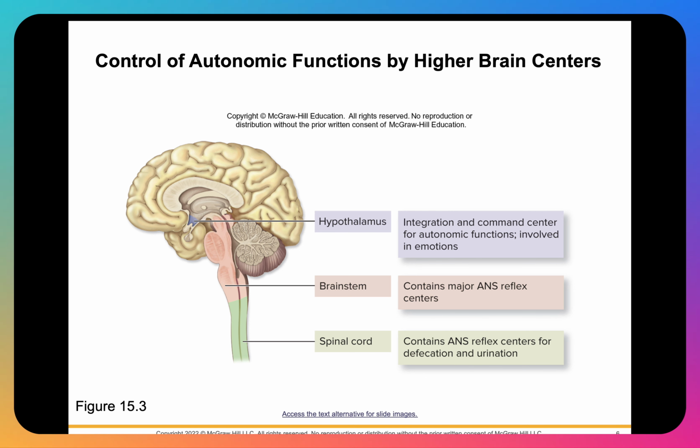When we look at the brainstem, remember we are now looking at a lower level, and this is going to be an area where we have major autonomic nervous system reflex centers. In the spinal cord, we're also going to be looking at autonomic nervous system reflex centers, but they are going to be focused primarily on defecation and urination, two reflexes that originate at the level of the spinal cord.